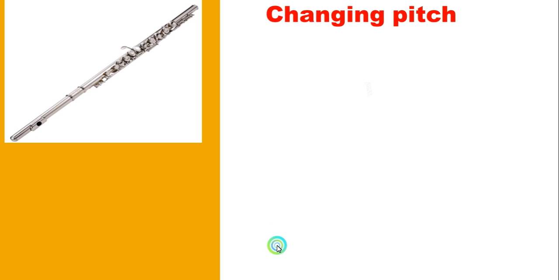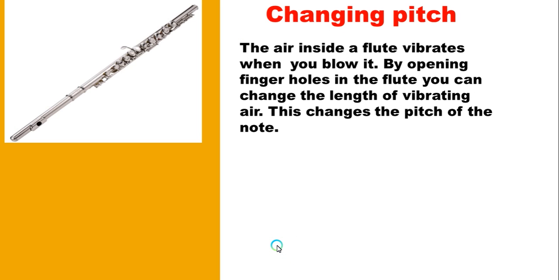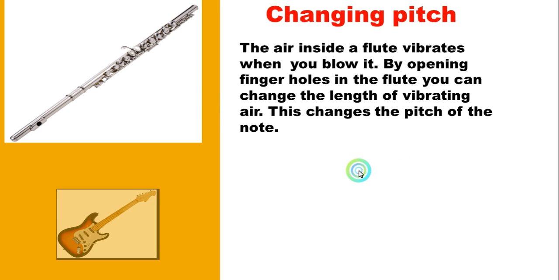So when you are changing pitch, look at this, the flute. The air inside a flute vibrates when you blow it. Now when someone is blowing a flute, it deals with the fingers, okay? So by opening finger holes in the flute, you can change the length of vibrating air. This changes the pitch of the note.